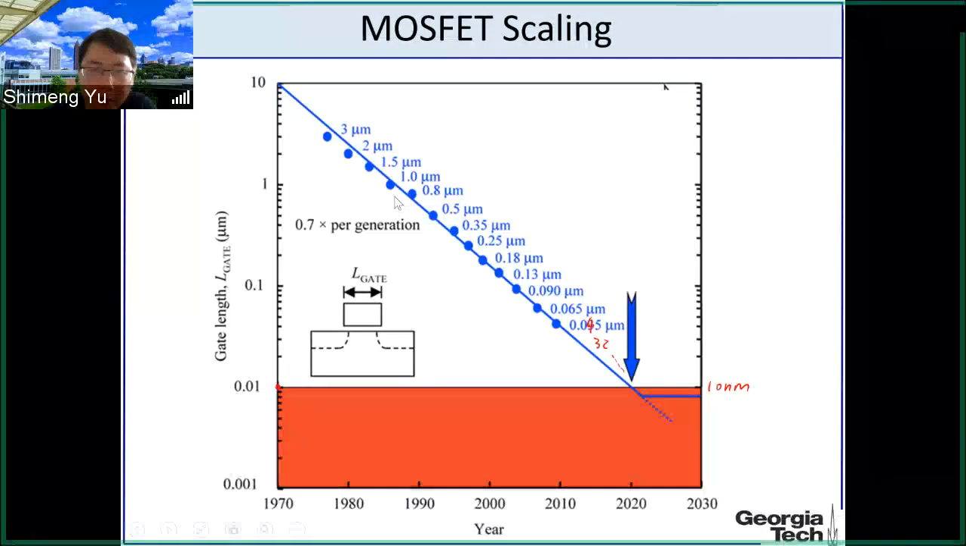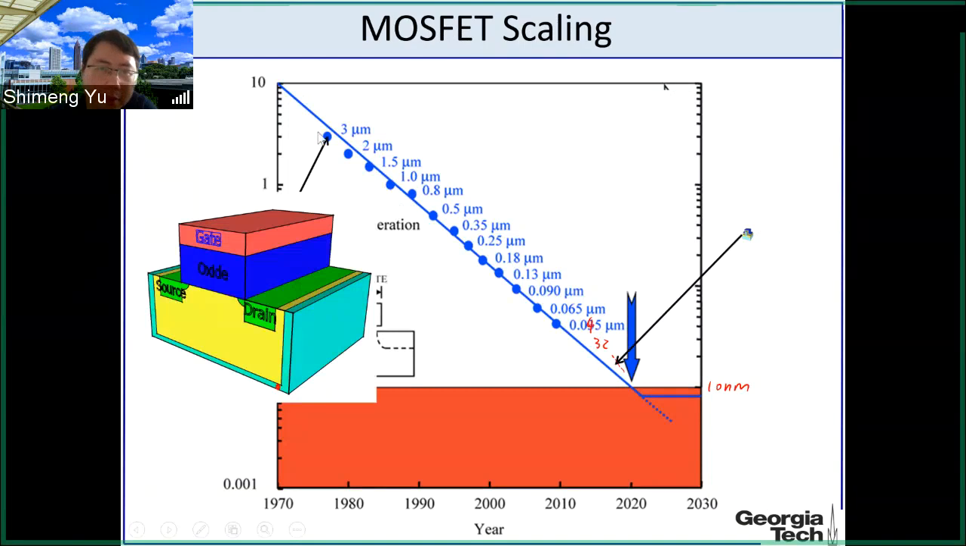This is the historical trend, and if we want to visualize the dimensions, for example, back in the 3 micrometer node, we have a transistor in this size. We have the gate, oxide, and source and drain. But if we want to scale the transistor to today's 14 nanometer node, then it will be something this small if you draw it proportional to the dimension scaling. So it will become very small.